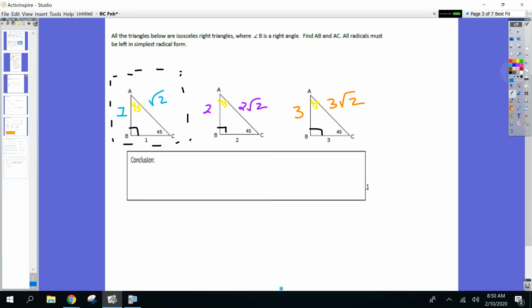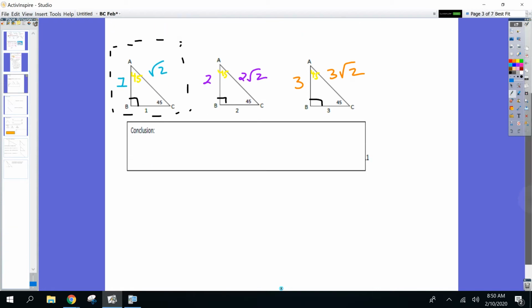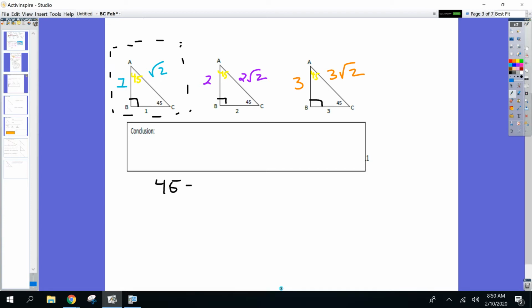Okay. First thing, before we write our conclusion, what were the angle measurements in these 3 triangles? What were the 3 angles in each triangle? 45, 45, and that's what we call this first special right triangle. This is a 45, 45, 90 right triangle. Okay? They are named by their angles. And you guys found, did you guys find a pattern?